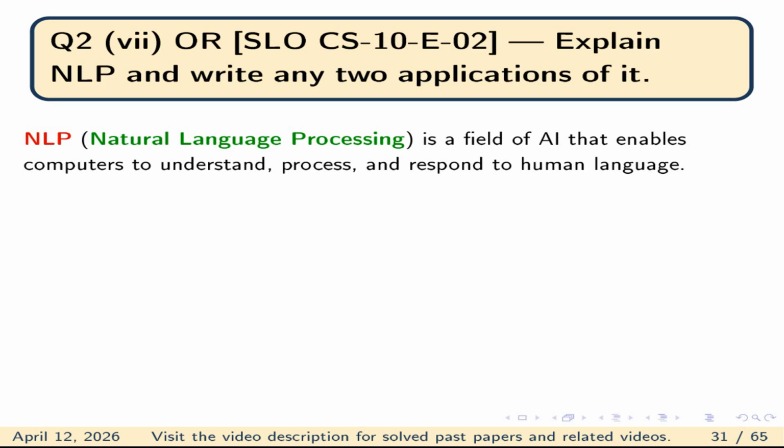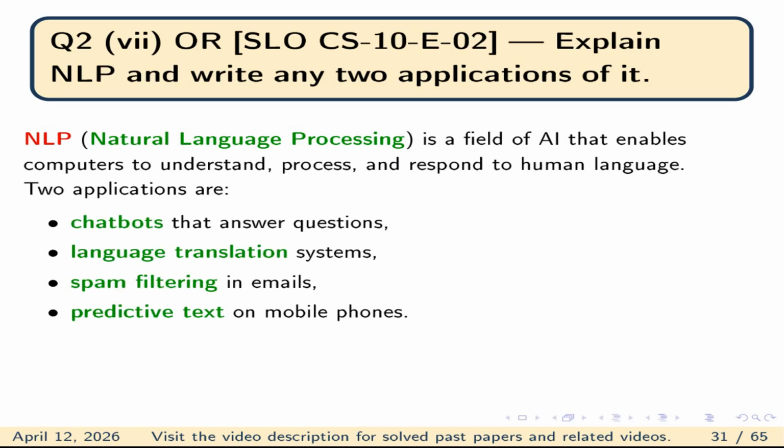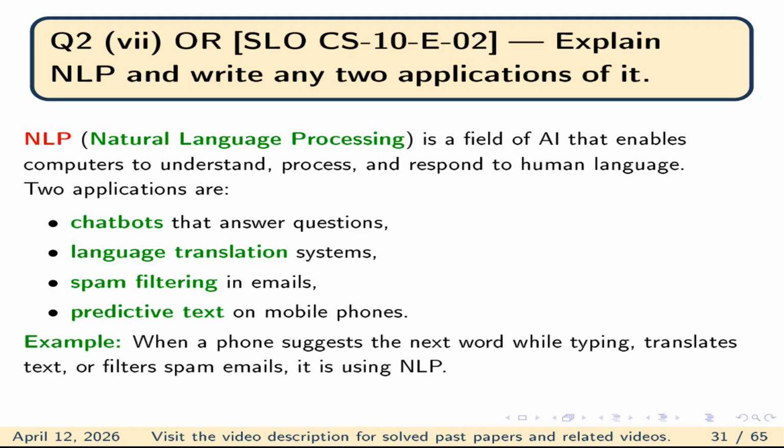Alternate part is explain NLP and write any two application of it. NLP means natural language processing is a field of AI that enables computers to understand, process, and respond to human language. Two applications are chatbot that answer questions, language translation system, spam filtering in emails, predictive text on mobile phone.